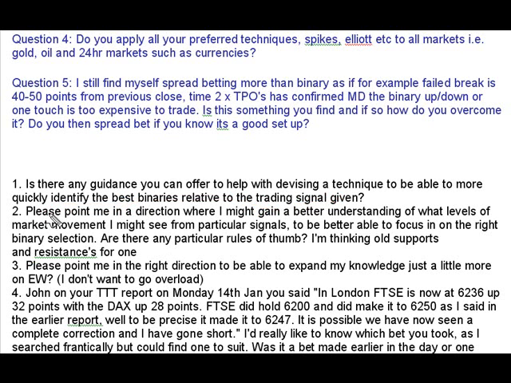Please point me in a direction where I can gain a better understanding of what levels of market movement I might see from particular signals. I think we discovered that in my first report when I talked about expiry and Elliott waves. I think Elliott's one of the few techniques which will give you some idea where markets might go in terms of targets. You get things like head and shoulders, the height of the head is likely to be equal to the subsequent move, but they're fairly rare.